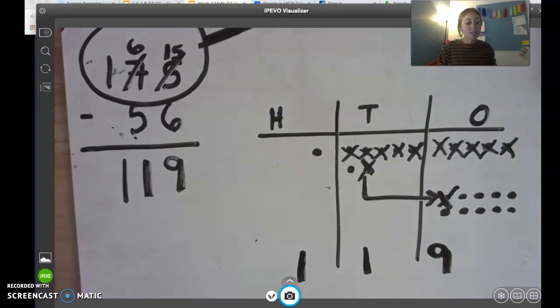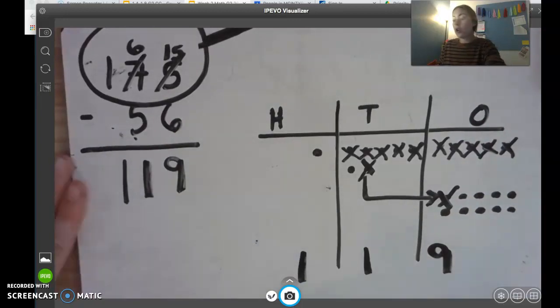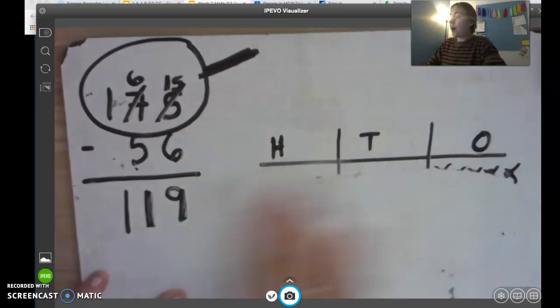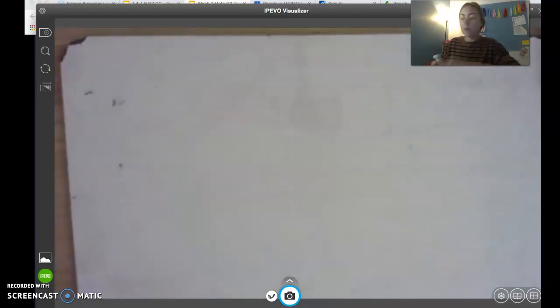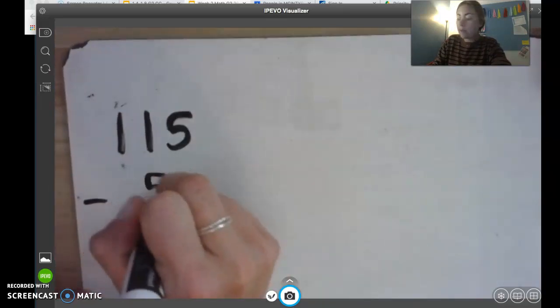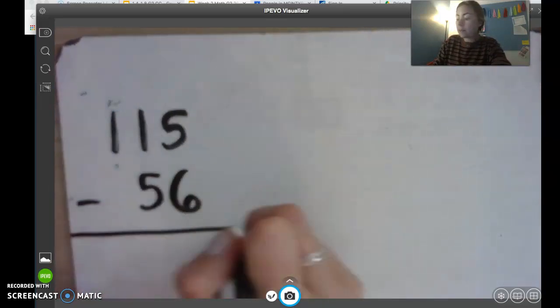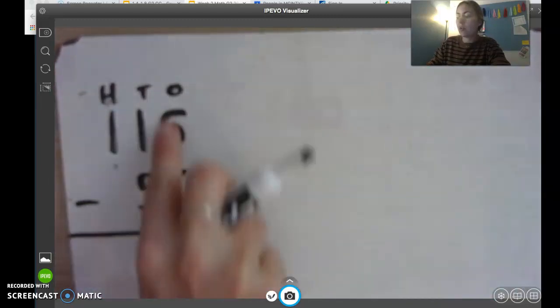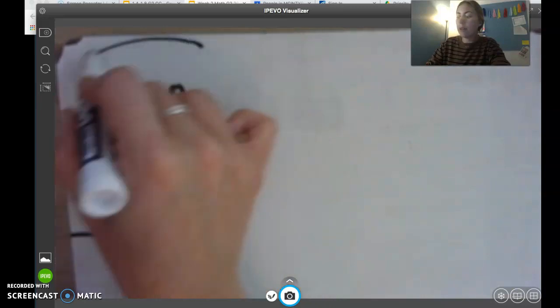Now for this next problem, you're going to do it on your own. So whatever I write on my board, I want you to copy. So I'm going to write 115 minus 56. You've got hundreds, tens, ones, just like that. Make sure your ones are lined up. Go ahead and write this down.